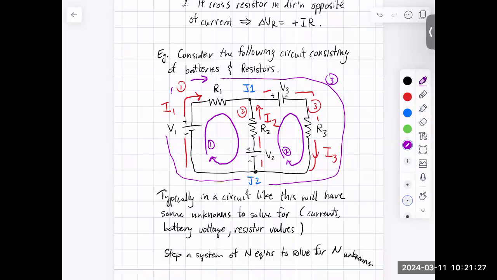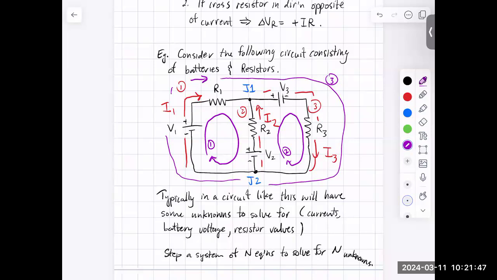And let's start in the bottom left corner, and we'll go around clockwise as we've drawn that purple loop. So the first thing we do is we cross the battery V1 from the negative to the positive terminal. So we're going from low to high potential. And so we gain the voltage of V1.